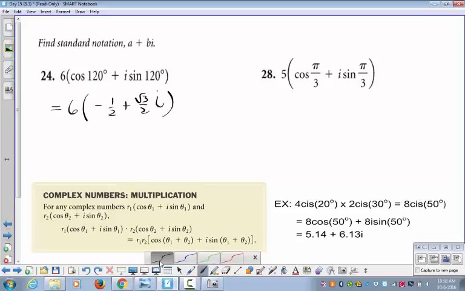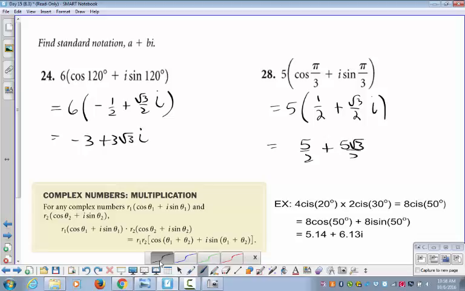The I still is there. We distribute the 6. We get negative 3 plus 3 root 3i. So going the other direction is just a matter of evaluating your trig functions, which you guys are all good at. So here we would have 5 times cosine of pi over 3 is positive 1/2. Sine of pi over 3 is root 3 over 2. I carries down. And then we end up with 5 halves plus 5 root 3 over 2 times I.